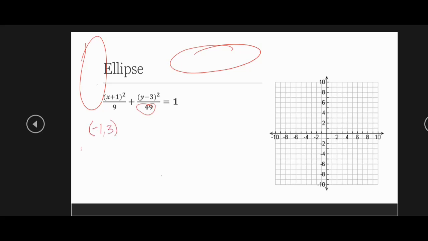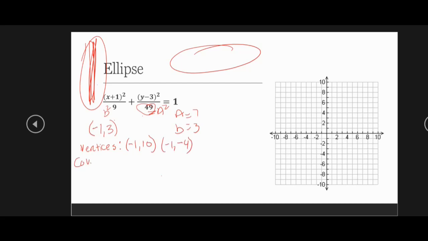Our vertices are for the major axis. So in this case, because it's under the y, A is 7 and B is 3. Remember, they're the square roots of these things. So this is A and this is B. This is B squared, C squared. So the vertices are going to go vertical this time, because that's where the major axis is, because the bigger number is down there. So it's going to be -1, and then it's 3 plus 7, which is 10, and then -1 and -4, 3 minus 7.